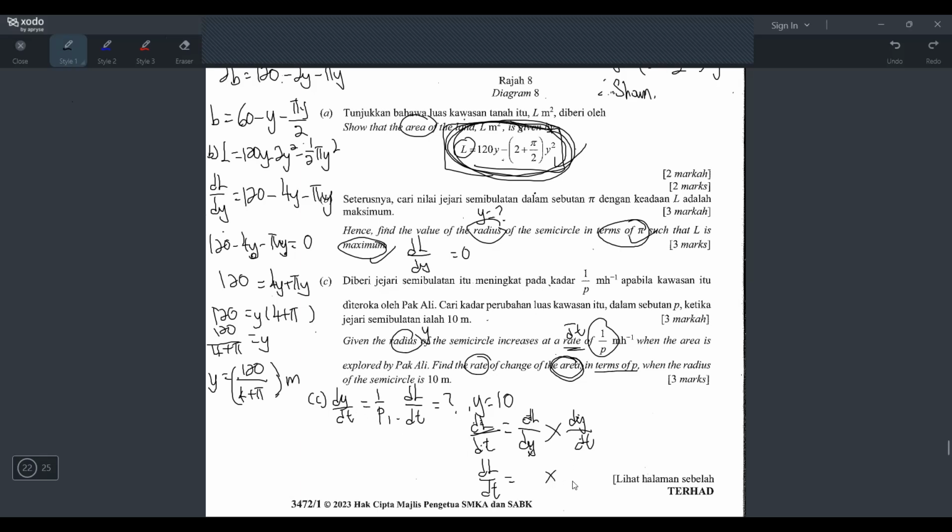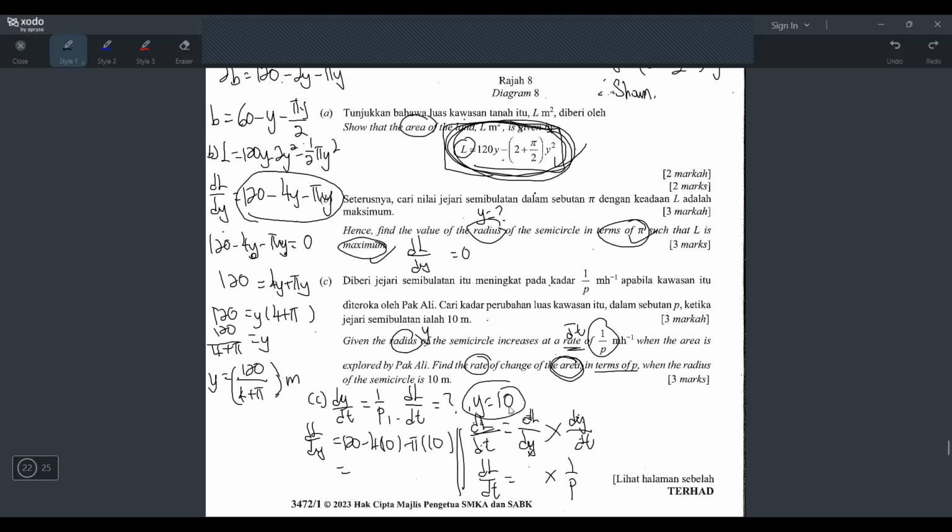And then dy/dt is 1 over p. I'll just put it here. So to get the dL/dt answer, what do I have to find now? I have to find dL/dy. Okay, for dL/dy, I can take this: 120 minus 4y minus pi y. But the y has to be replaced with what? The y has to be replaced with the y value they already gave in the question, which is 10.